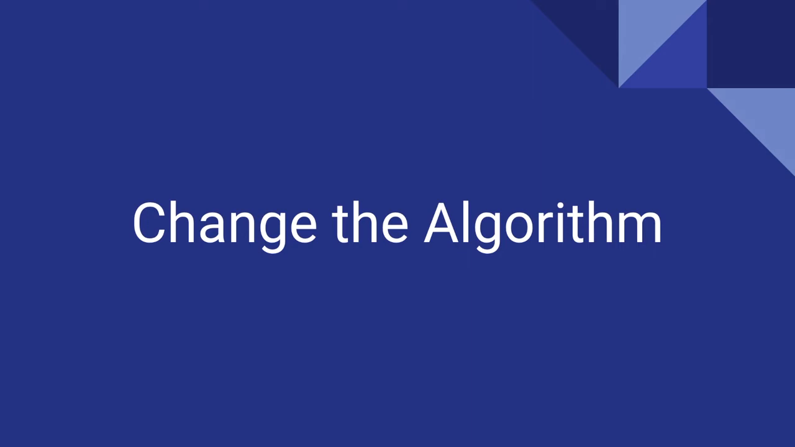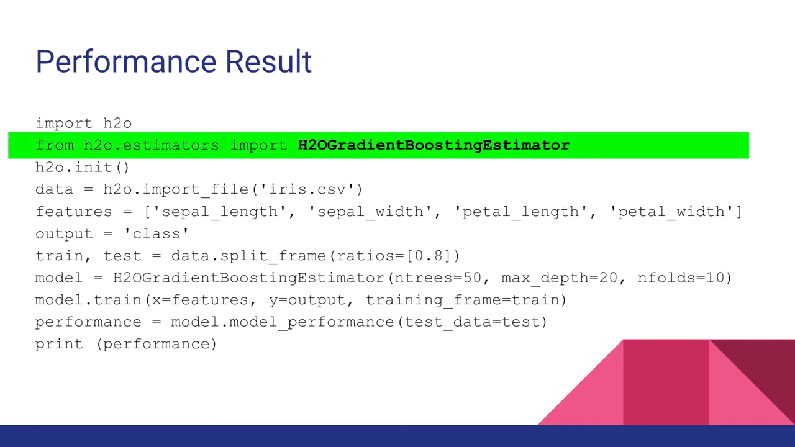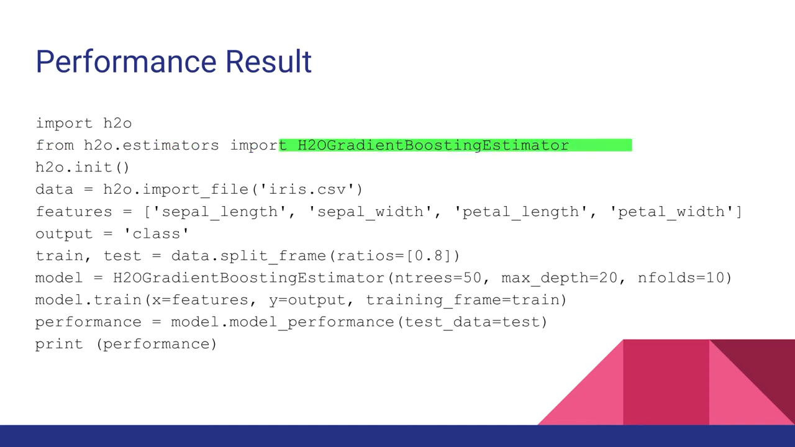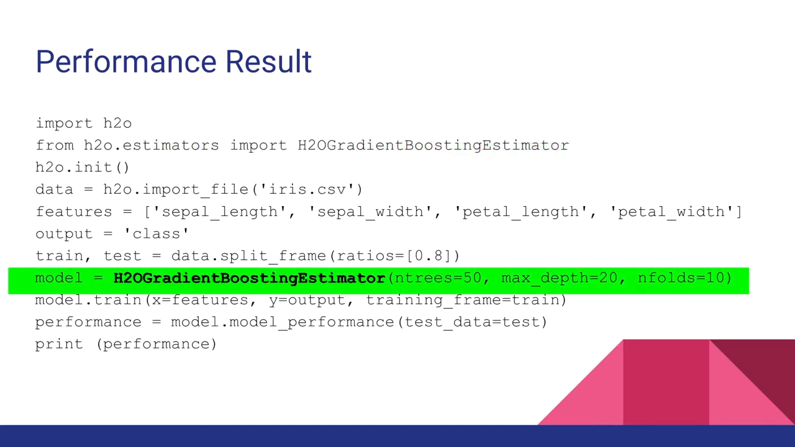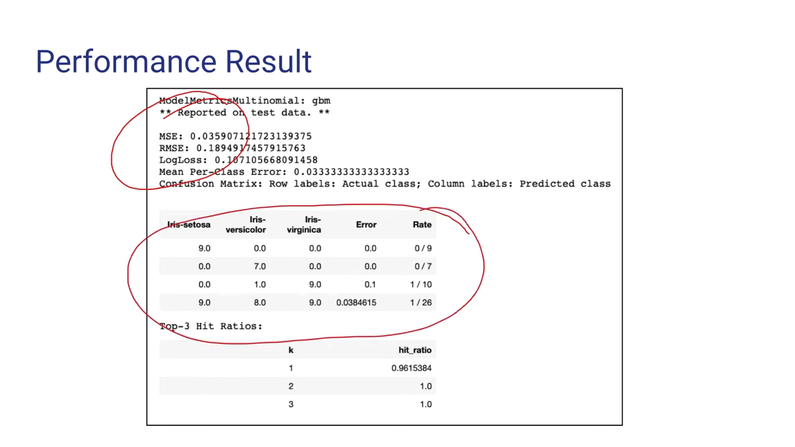Now, I can change the algorithm in this code very easily. This is the new code where only 2 changes are required in the original program to apply a different machine learning algorithm. The first change is I import the appropriate library, package here, which is gradient boosting estimator. And then I create a model using this gradient boosting estimator. I train the model, I check the performance, and so on. The rest of the code remains the same. Now again here I will check MSE, RMSE, log loss, and the confusion matrix. Now out of the two algorithms, I will check which one is better and use that in my production environment.